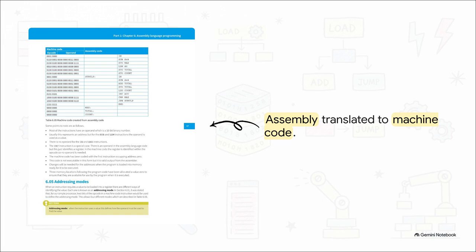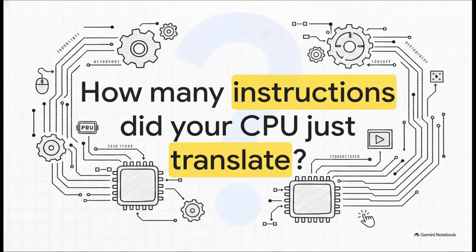Now, while this binary output is totally valid, it's not fully executable just yet. The system still has to make minor tweaks to the addresses when the program is loaded into active memory. But the heavy lifting of the translation? Completely done.